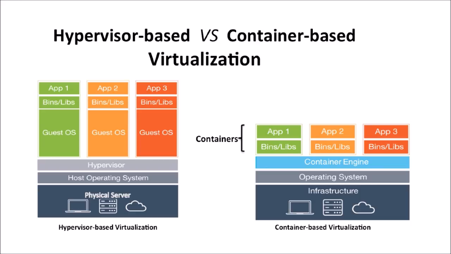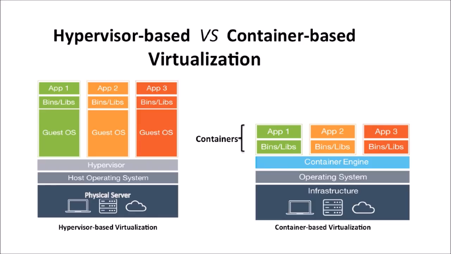The key to understand the difference between the hypervisor-based virtualization model and the container-based virtualization model is the replication of the kernels. In the traditional model, each application is running in its own copy of the kernel, and the virtualization happens at the hardware level.